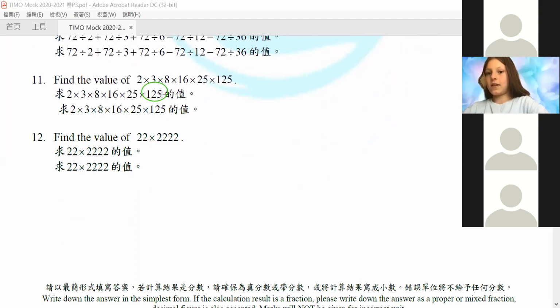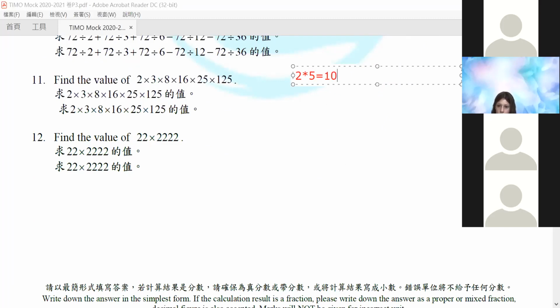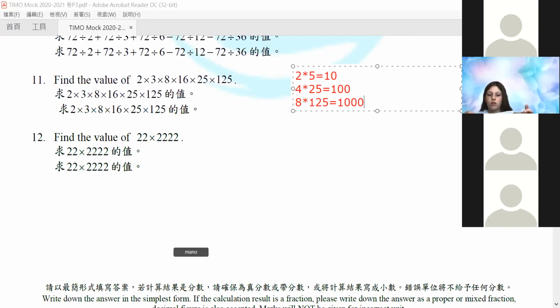Now there's a method that we can do by remembering that there are many numbers that can multiply into a very beautiful number, like 2 times 5 is equal to 10, or 4 times 25 is equal to 100, and then 8 times 125 is equal to 1,000, etc. All these numbers are actually making it easier for you to do the work.